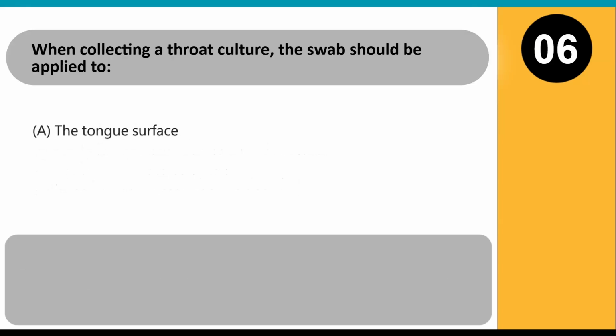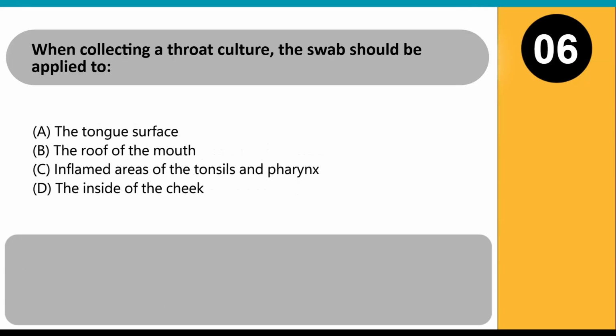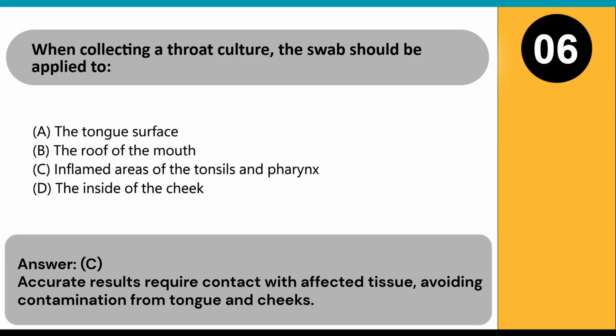When collecting a throat culture, the swab should be applied to A. The tongue surface. B. The roof of the mouth. C. Inflamed areas of the tonsils and pharynx. D. The inside of the cheek. Answer: C. Accurate results require contact with affected tissue, avoiding contamination from tongue and cheeks.